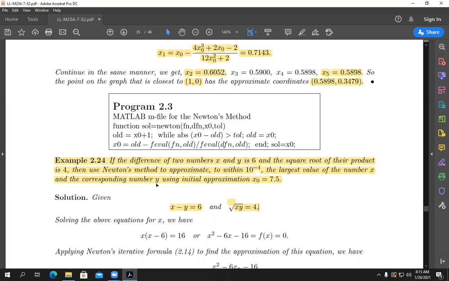Since we want to use Newton method, we always need one initial approximation to start, and that initial approximation given by the teacher is 7.5. Now this is the information given. When I give this problem, about 50% of students, wallah, don't know what is meant by the difference of two numbers.